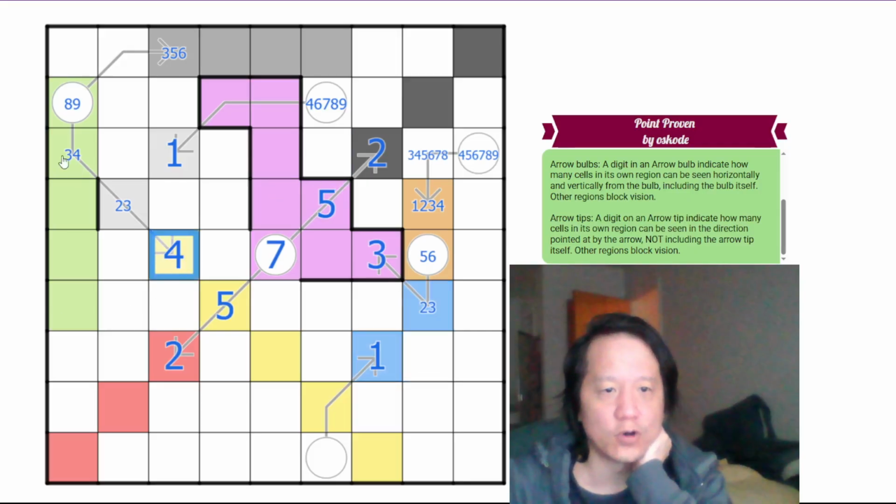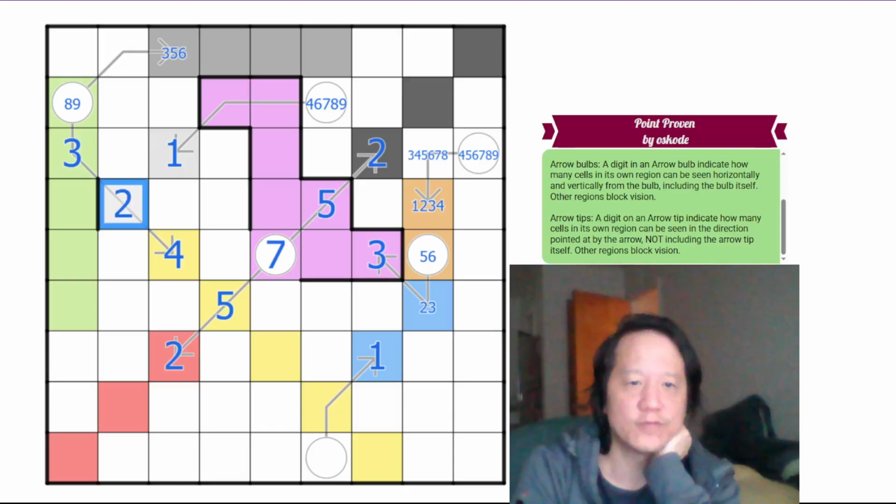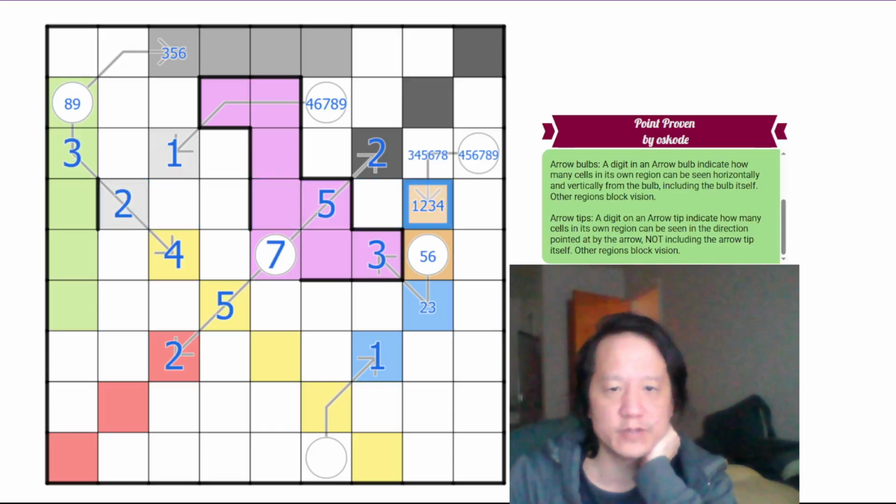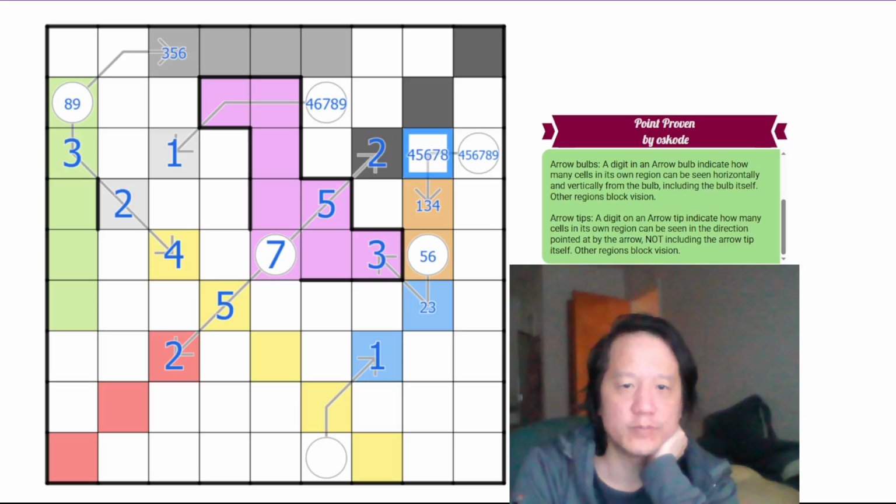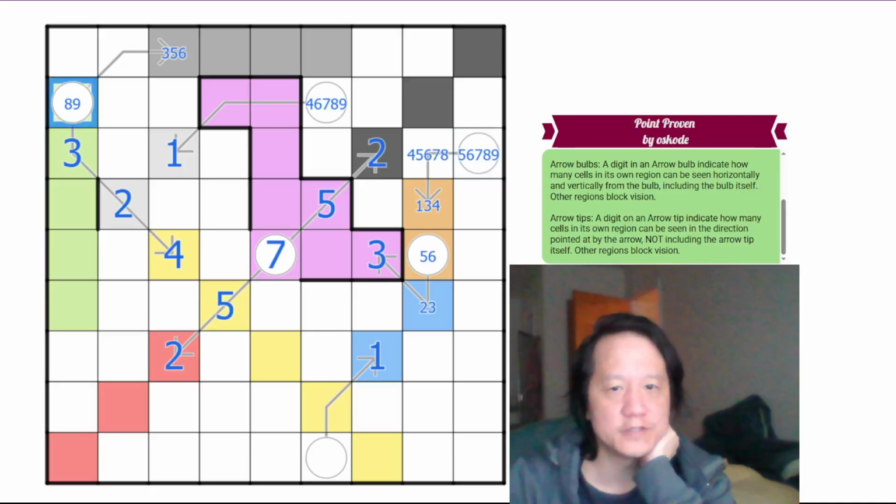This is 4. This must then add up to 9, and this must be 3 and 2. So we have to have 3 and 2 here. This cannot be 2. This can't be 3 anymore, so this must add up to at least 5. And this is 9.